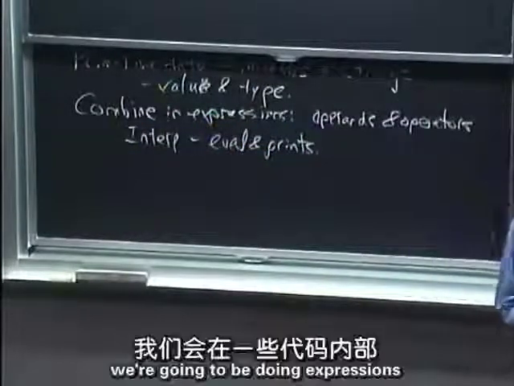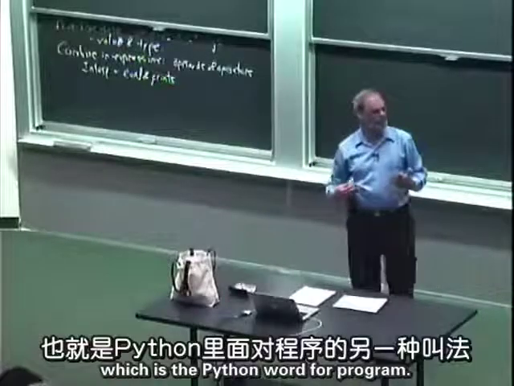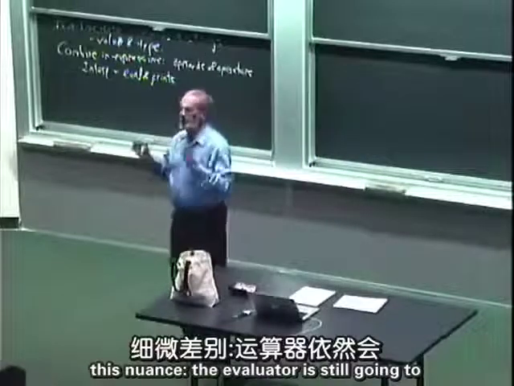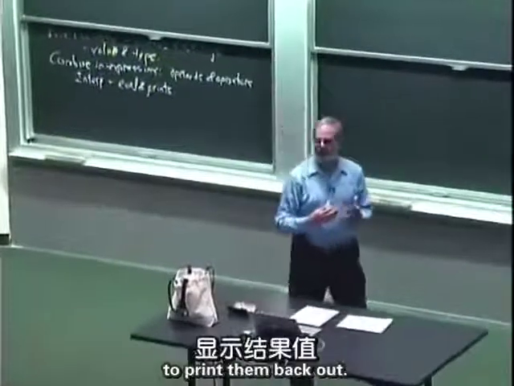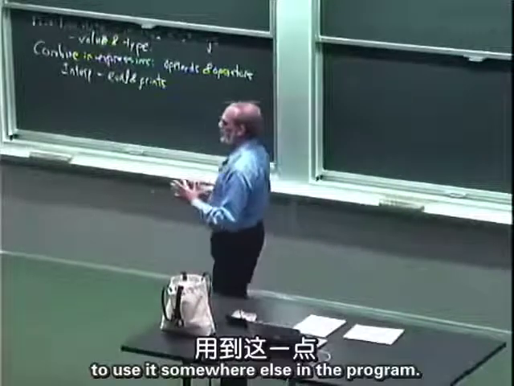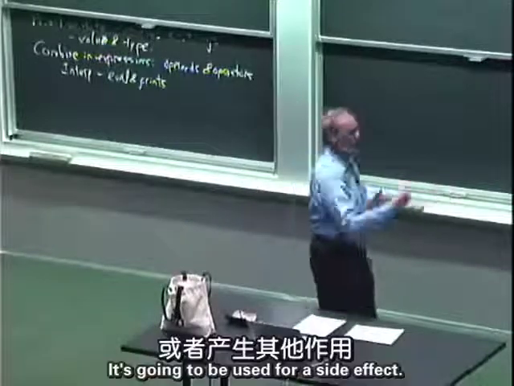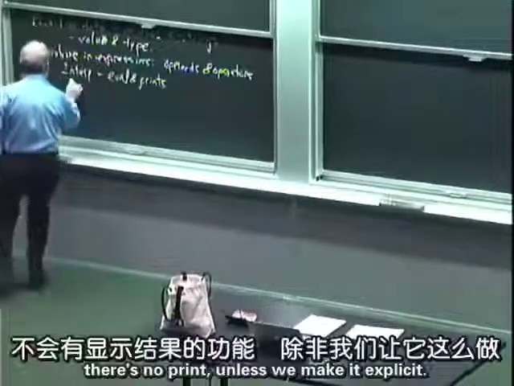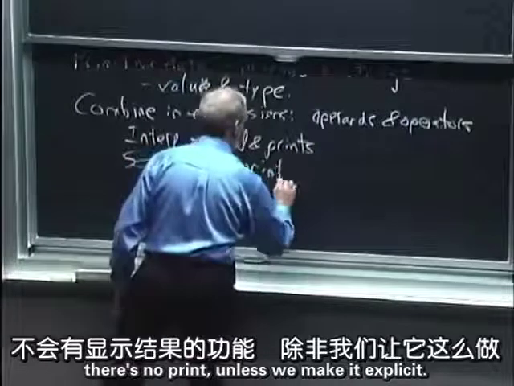Most of the time, we're going to be doing expressions inside of some piece of code, inside of a script, which is the Python word for program. And there, I want to make this distinction, this nuance. The evaluator is still going to be taking those expressions and using its rules to get a value, but it's not going to print them back out. Why? Because typically you're doing that to use it somewhere else in the program. It's going to be stored away in a variable. It's going to be stuck in a data structure. It's going to be used for a side effect. So inside of code or inside of a script, there's no print unless we make it explicit.